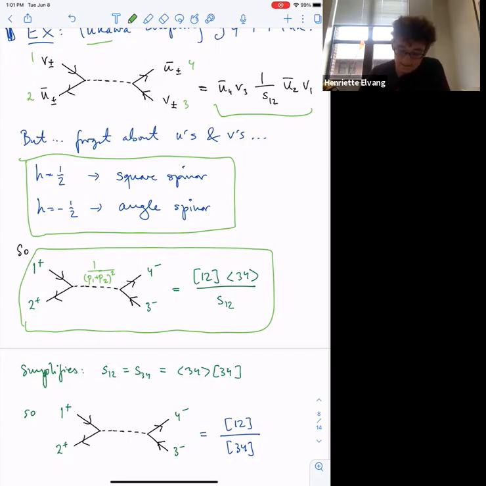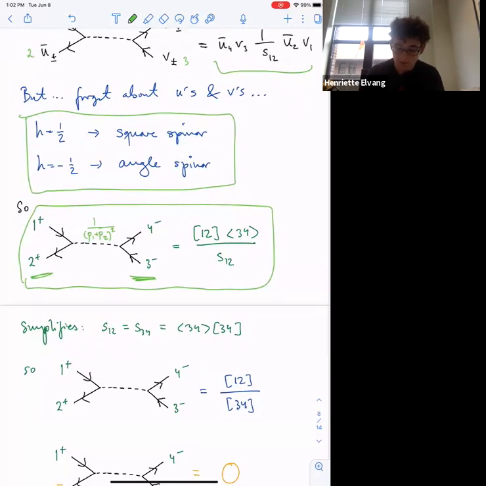Then you see that this whole diagram will have the 1 over S12 from the propagator, and there's only one Lorentz invariant way of contracting the indices of these spinors. So I get square spinor [1 2] from the left side and angle spinor <3 4> from the right side. And this actually simplifies a little bit because I know that S12 is the same as S34 by momentum conservation at 4 point. S34 is angle <3 4> times square [3 4]. I plug that in and you see now that the angle <3 4> will cancel and it leaves the expression as square [1 2] divided by square [3 4].